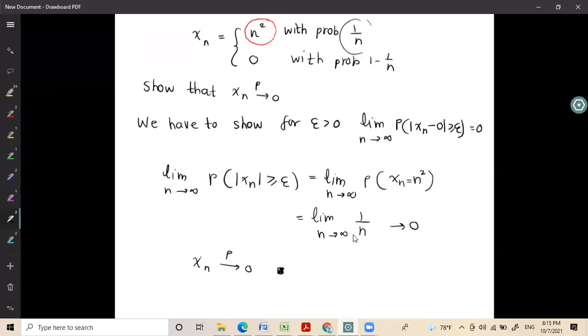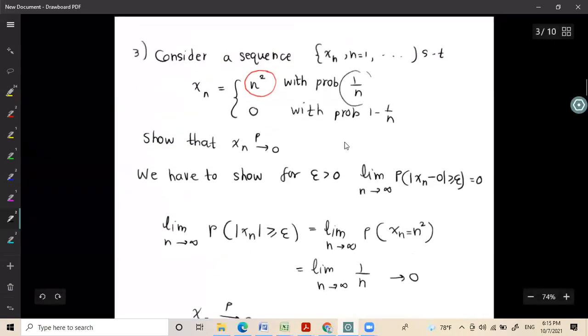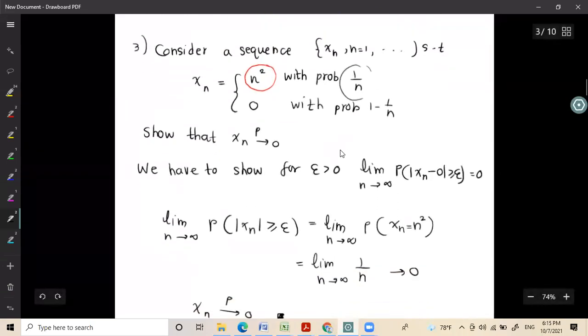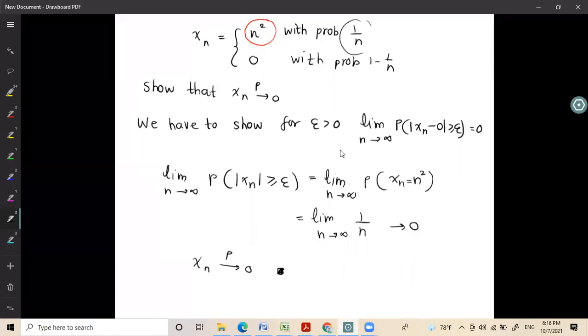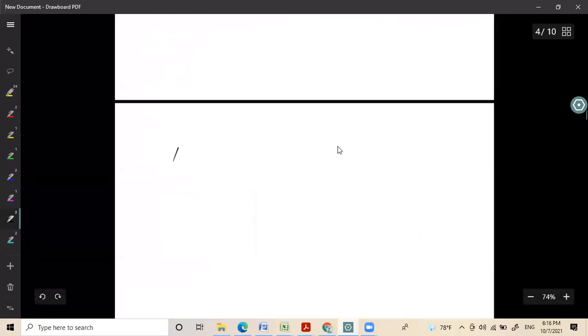Okay. Right. Is this okay? Anything unclear? Right. So that is a smaller one. Now let's do the next example.